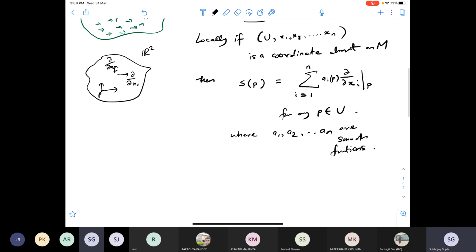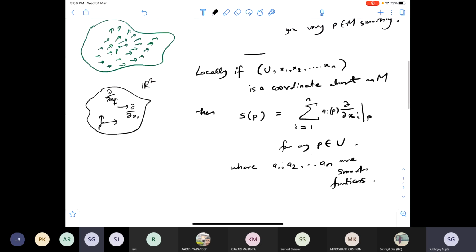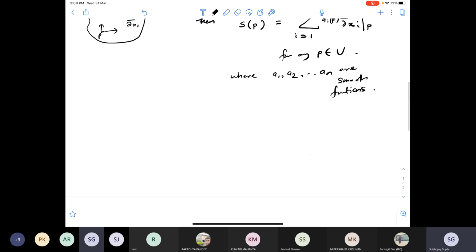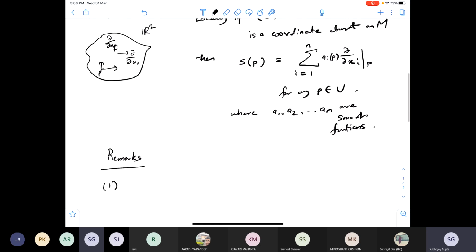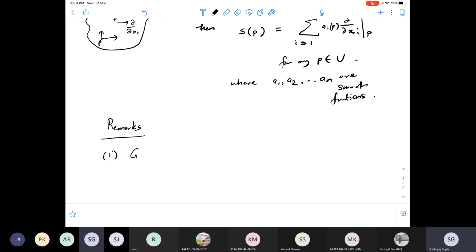All right. So this is what locally your vector field would look like in a coordinate chart. Let me give you a few remarks to all this. The first remark is that there are lots of vector fields on a smooth manifold. In fact, one useful thing to remember is that if you are given a point P in M and some tangent vector in, yes?